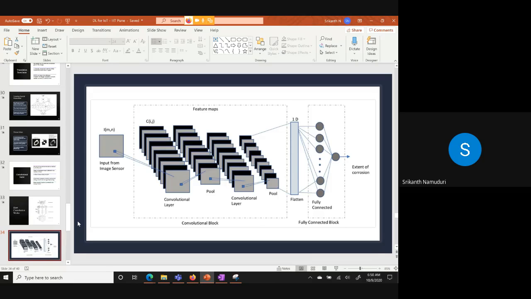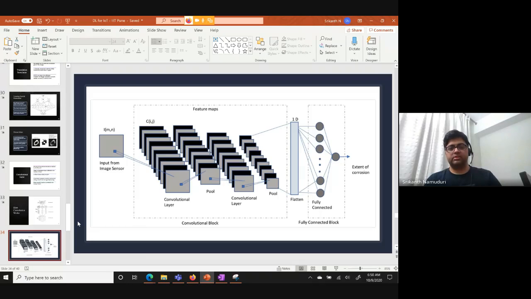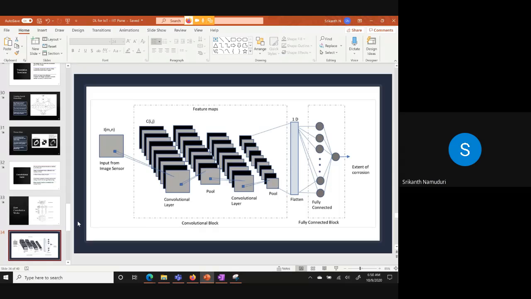And again, it happens in layers. So there's a layer of convolutional nodes, and then you do pooling, and then you have another layer of convolutional nodes, and then you do pooling again. So that's why it is represented like this.